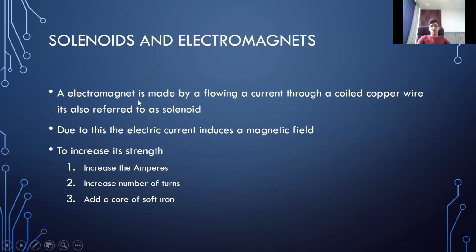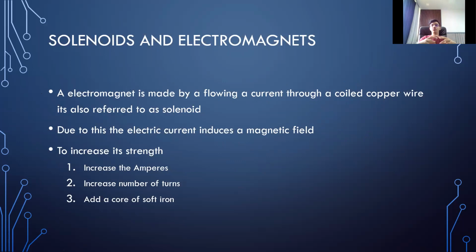Now let's talk about solenoids and electromagnets. An electromagnet is made by flowing current through a coiled copper wire. The coiled part is important. It is also referred to as a solenoid. Due to this, the electric current induces a magnetic field. All kinds of wires, anything that has electricity flowing through it, always has its own magnetic field.